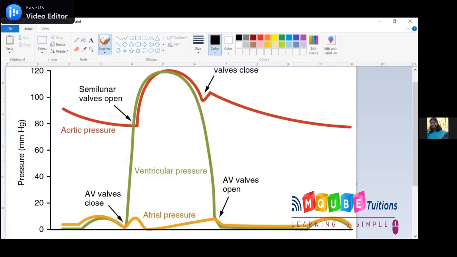Are you able to understand? There are 4 points, dear. The first one is the AV valve is open, atrium to ventricle, the blood flow starts. When the ventricle fills, the AV valve closes. So the ventricle now has enough blood, more pressure, so it opens the semilunar valve and pushes the blood into the aorta. And when the aorta and the ventricle have the same blood pressure, the aorta should not push back the blood into the ventricle. So the valve closes. So the ventricle's pressure comes down.